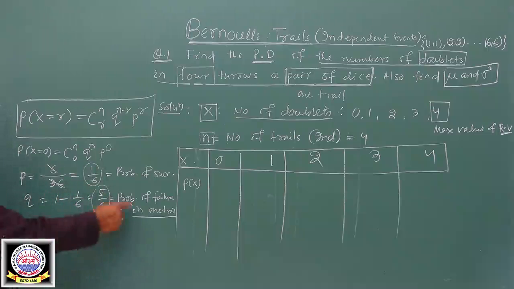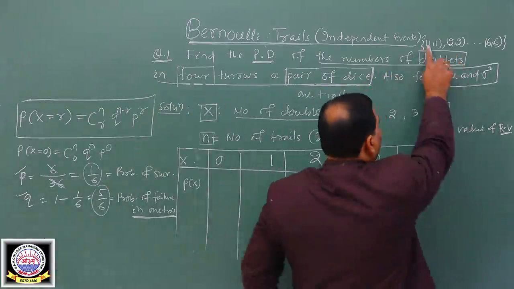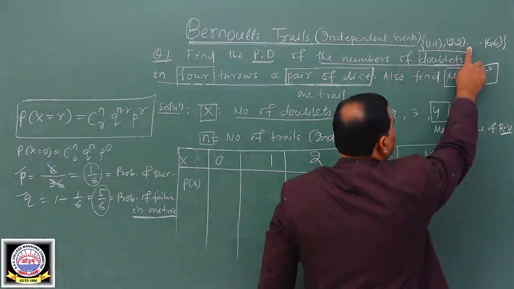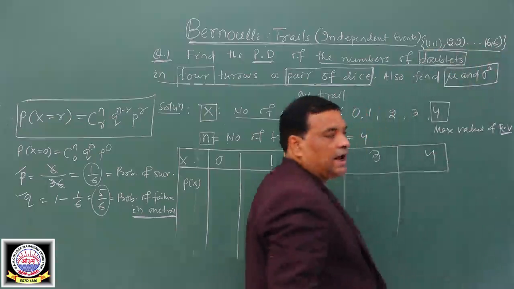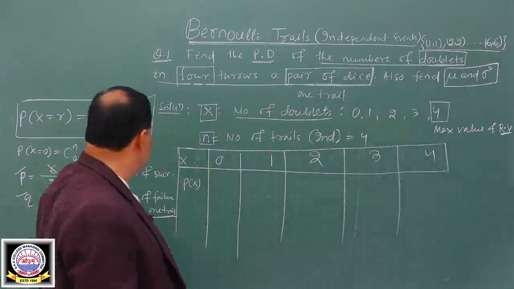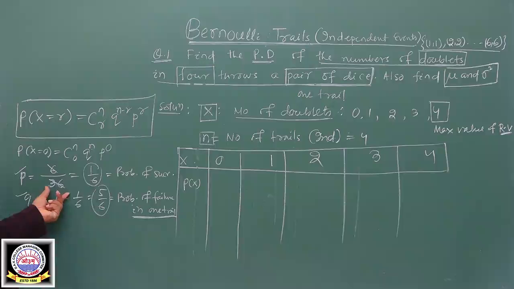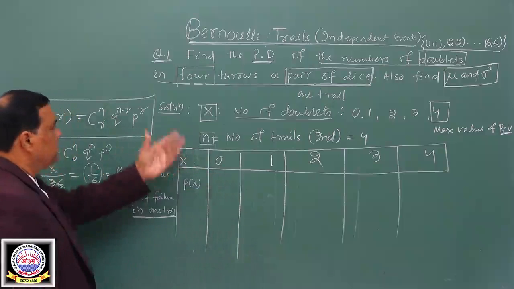So we got the probability of success and failure in one trial, because doublets are 6: 1,1; 2,2; 3,3; 4,4; 5,5; 6,6. There are 6 doublets and 2 dice can be thrown, so the total number of possible outcomes is 36. So 6 by 36 gives 1 by 6. Now I can fill in the table using these.